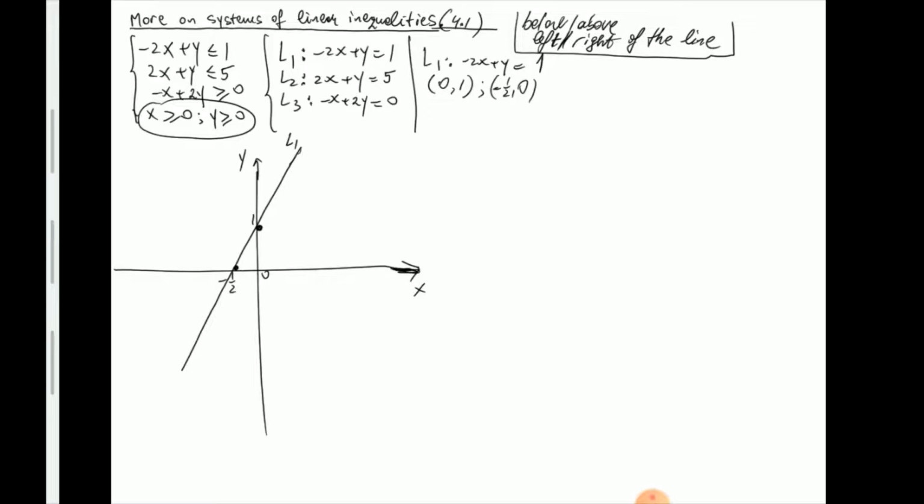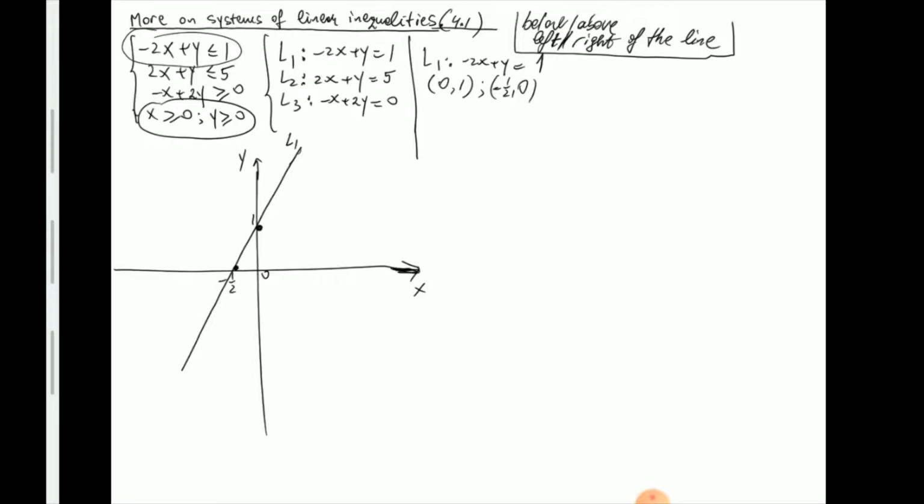Same thing for L2. I'm going to have to get back to this. Well, actually, before we move on to L2, let's deal with the inequality as well. Remember, this line separates the two regions in which minus 2x plus y is either greater than 1 or less than 1. Now, in our constraint, we have less than 1. So just pick one point on one of the sides of the line, and test that region to see if it satisfies the inequality.